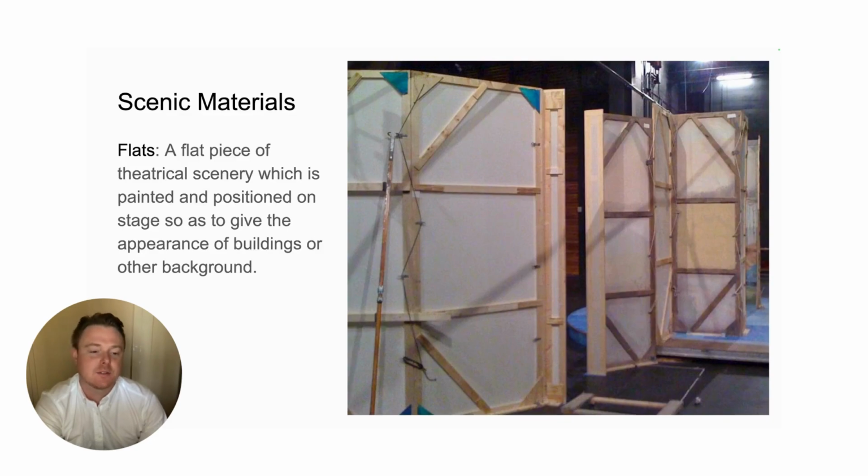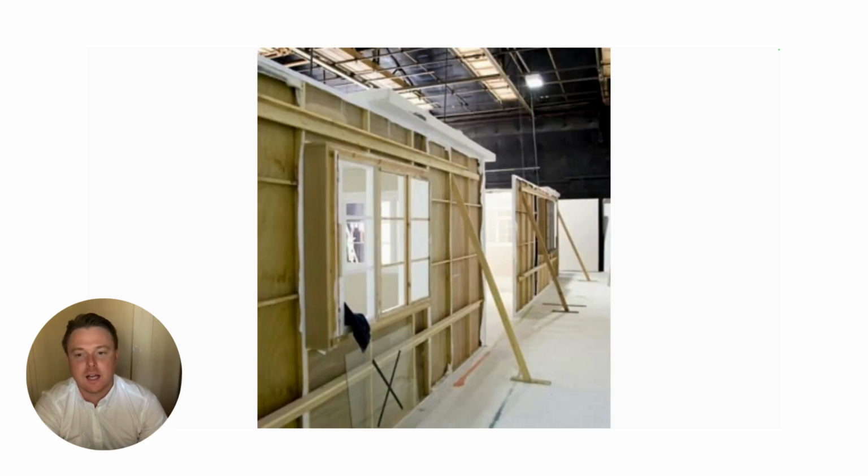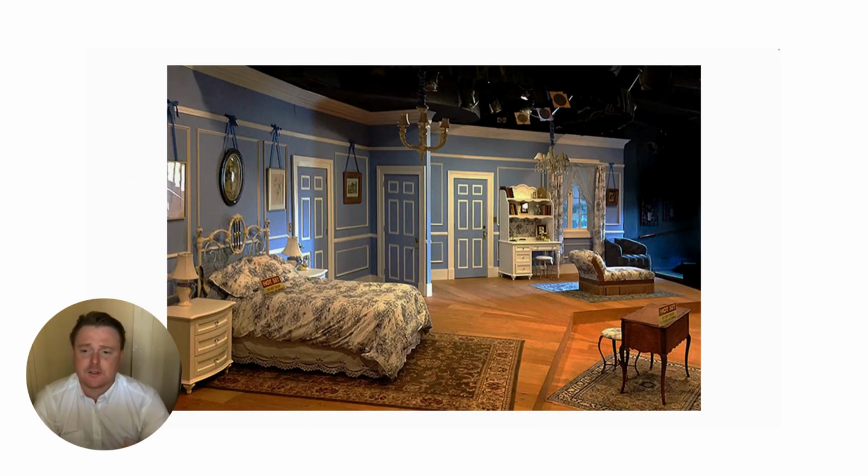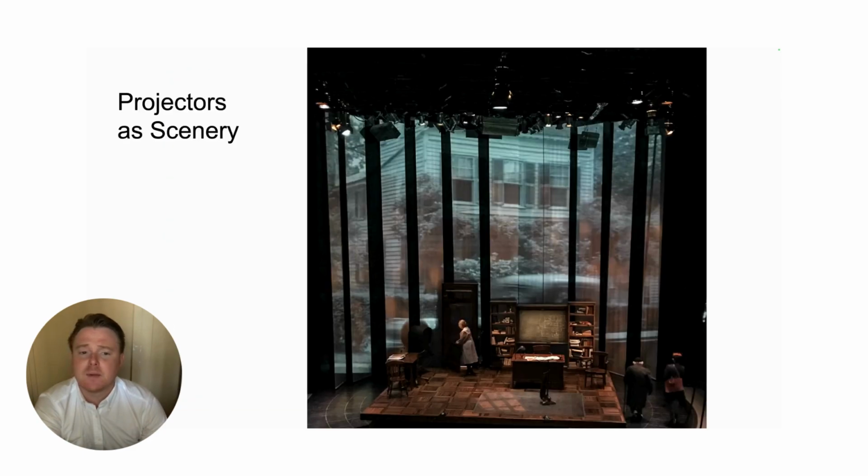Practically, what they build a lot of sets with are flats, which is a piece of scenery, as you can see here, that's made with wood and canvas, and then they're painted to make it look like whatever you want it to look like. It's used on every set imaginable, film set, television set, and especially on theatrical sets like you see here. It gives the idea of a place, time.